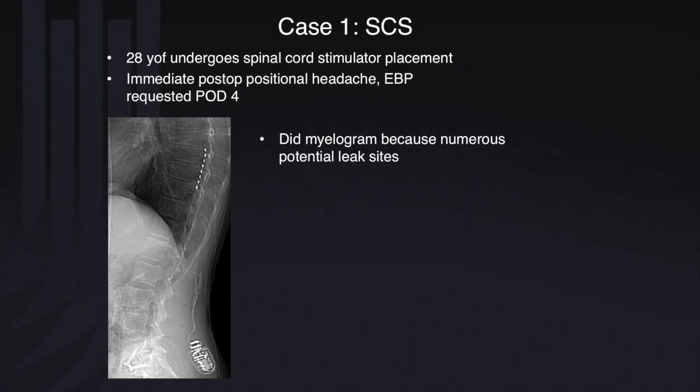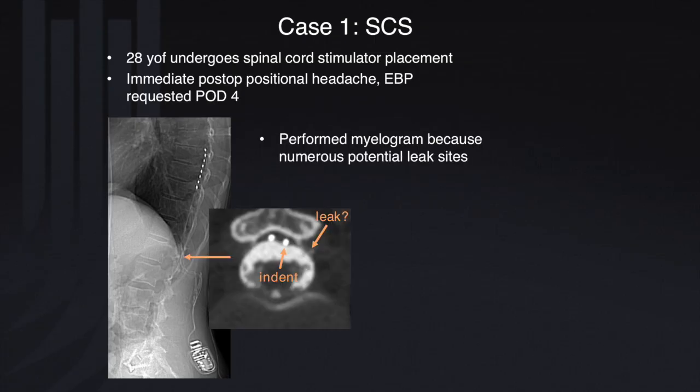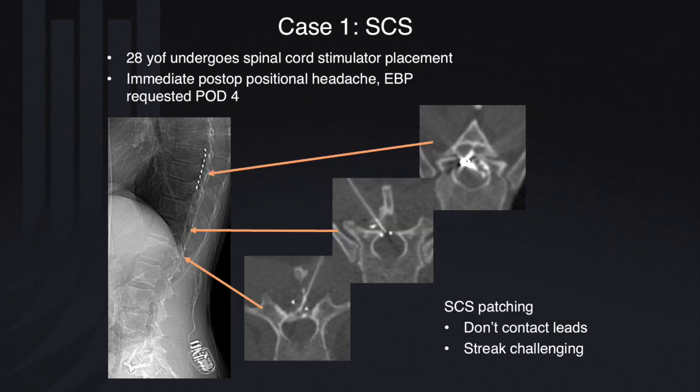We did a myelogram because we thought there were multiple potential sites to leak, right? Because they're running these things up along the dorsal epidural space. And you can see here that this was the location of the placement of catheters in the interlaminar space. And there was a little contrast that leaked out there that we thought was a leak. So this is what we'll typically do in this case, is we're trying to cover all these different sites.